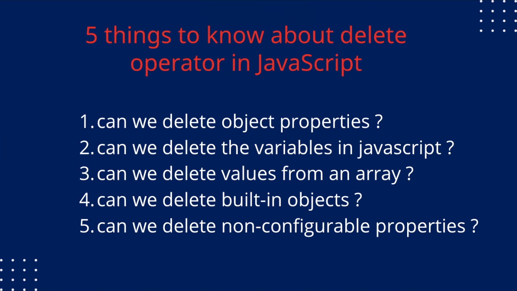Let's scrutinize some facts about the delete operator. In this video, I will discuss these 5 topics. The first one is, can we delete the object properties in JavaScript? The second one is, can we delete the variables in JavaScript, whatever you have declared with let, var, const? And can we delete the values from an array? And can we delete the built-in objects like window, Math and Date objects?